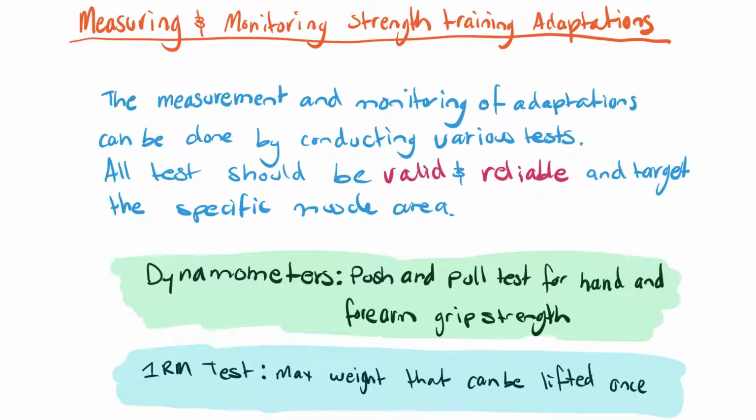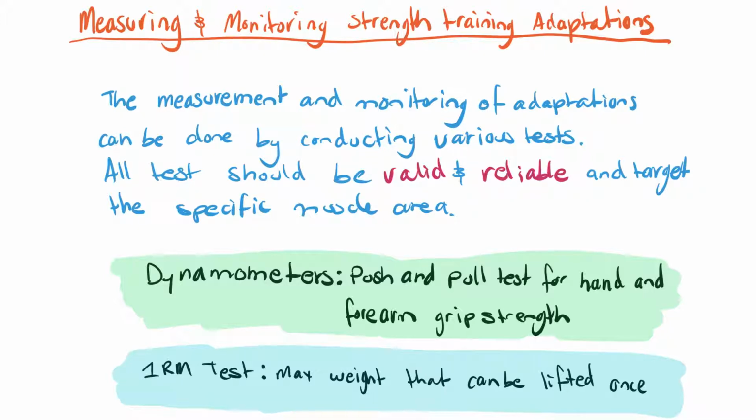All of these tests should be valid and reliable and target a specific muscle area. There are some tests that you can do which are very specific and not necessarily based around that pre, during and post testing. And this includes the use of dynamometers, and that's often otherwise known as a grip test, where you sort of push and pull test for hand and forearm grip strength, or a 1 rep max test.